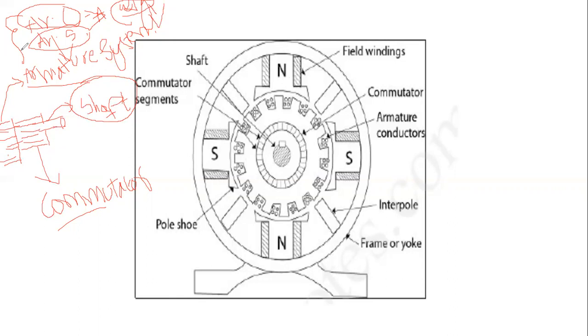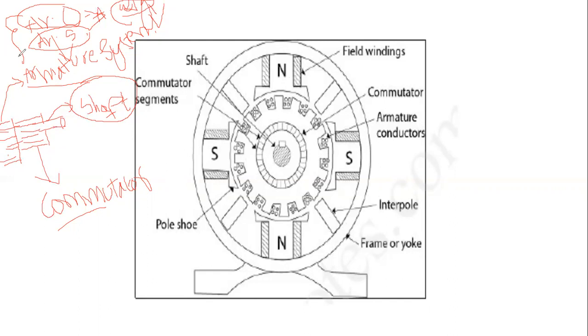This is the third part of a DC machine. What is the first part? That is the frame or yoke. The first part of a DC machine is the frame or yoke. Next, the second part is the field system, and the third part is the armature system.